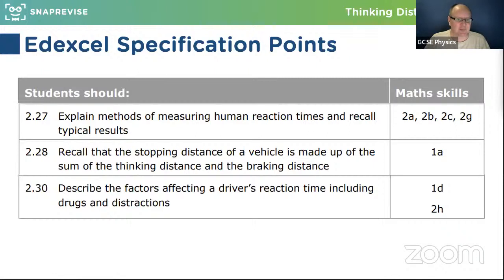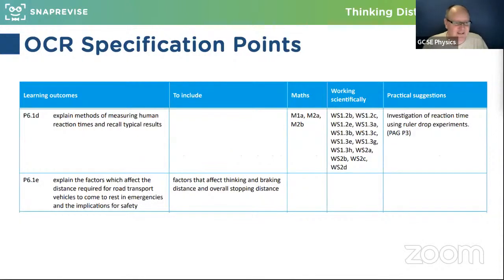Recall that the stopping distance of a vehicle is made up of the sum of the thinking distance and the braking distance added together, and describe the factors affecting a driver's reaction time, including drugs and distractions in the vehicle. OCR, again, very similar to the other two: explaining methods of measuring human reaction times, recalling typical results, particularly using a ruler drop experiment to estimate a human's reaction time, and explaining the factors which affect the distance required for road transport vehicles to come to rest.